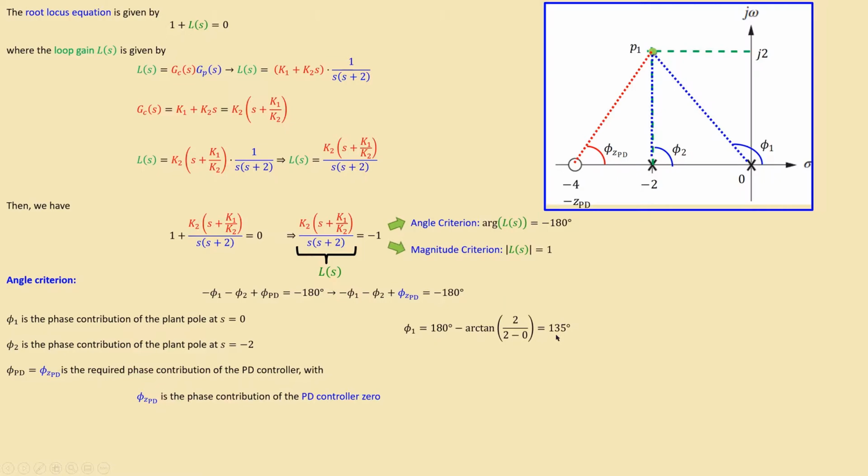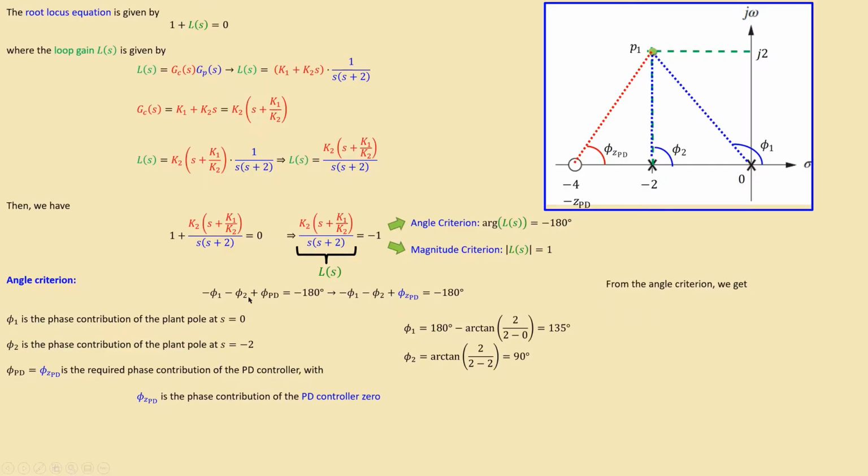which is shown here, which is then 135 degrees. For phi 2, you can see that this is a special situation, which is actually a right angle, which is exactly 90 degrees. So you can see that this is 90 degrees, which is 2 divided by the 0, which is of course undefined, but you know that is 90 degrees. Okay, that's phi 1 and phi 2. Now we know what we have in our equation.